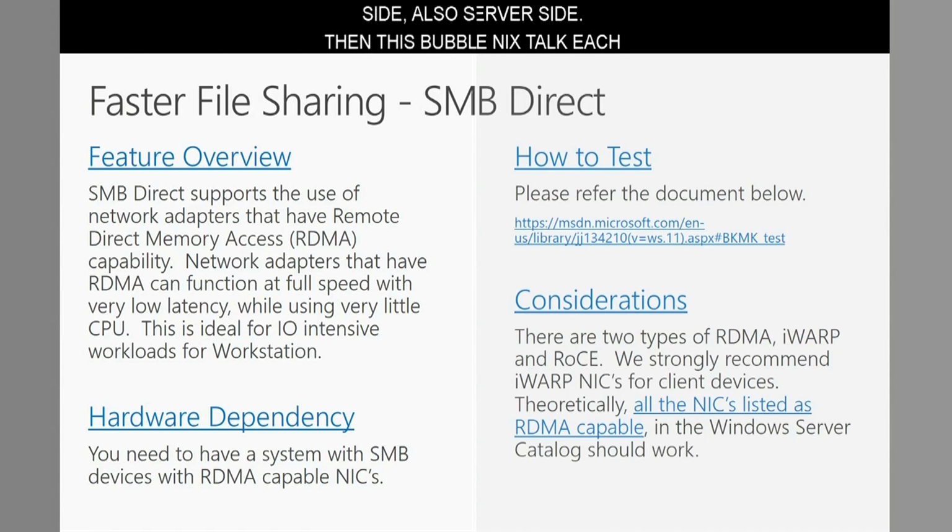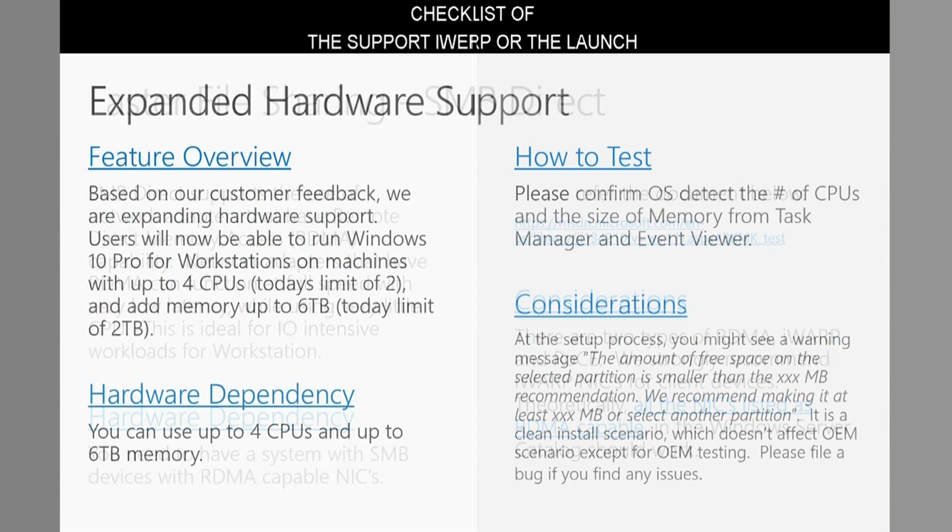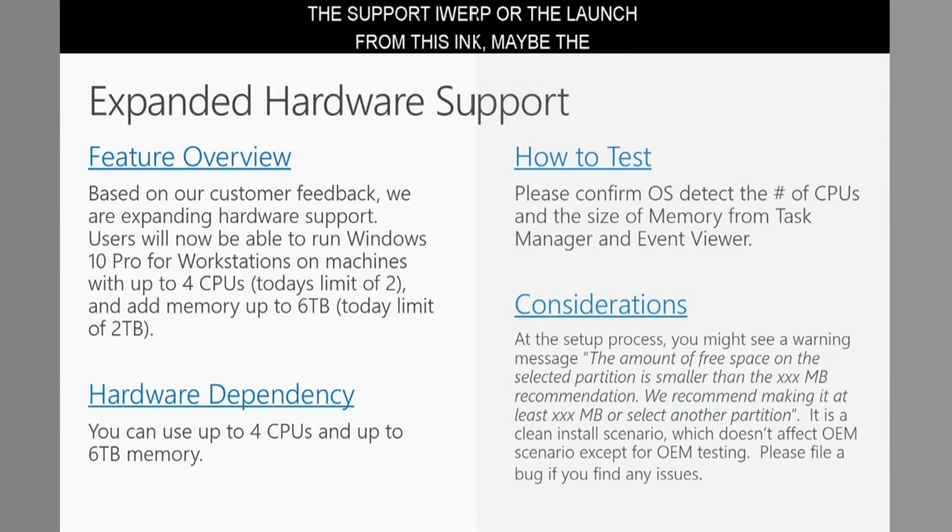The consideration here is that there are two types of RDMA: iWARP and RoCE. We strongly recommend iWARP. You'll be able to check the list of NICs which support iWARP or RoCE from this link, which is basically for servers, but you can use it on a client system if you want. So that's SMB Direct. And the last pillar here is expanding hardware support, which is kind of easy.